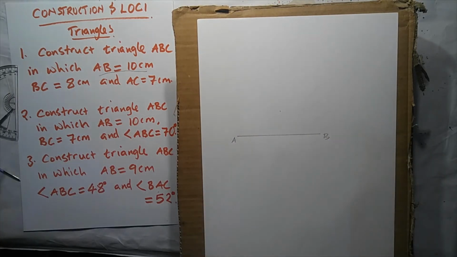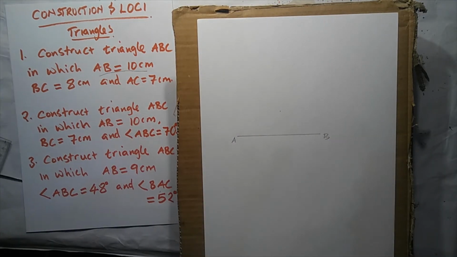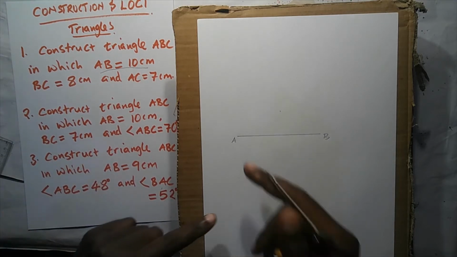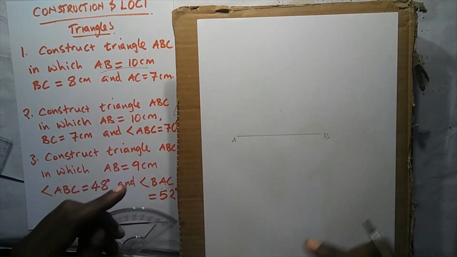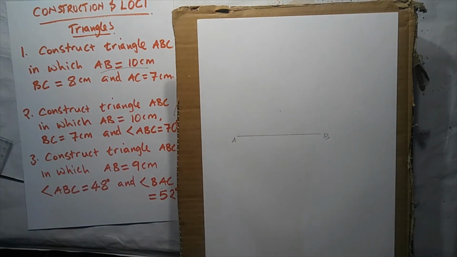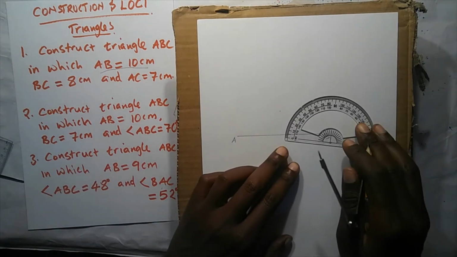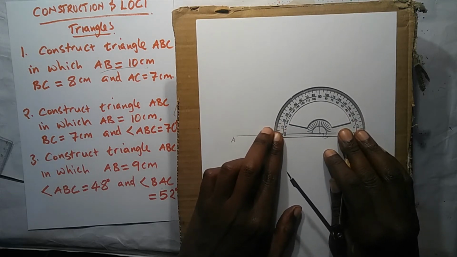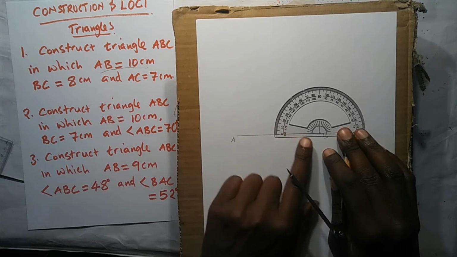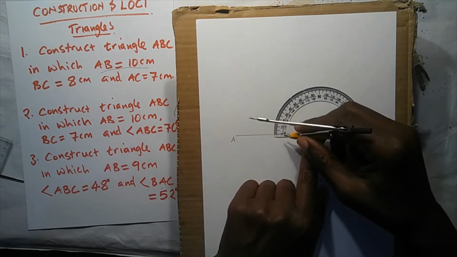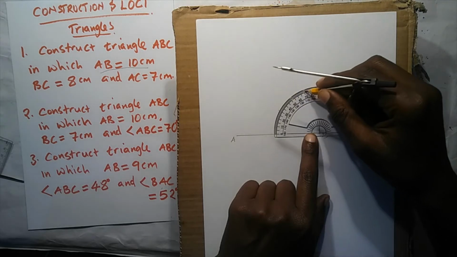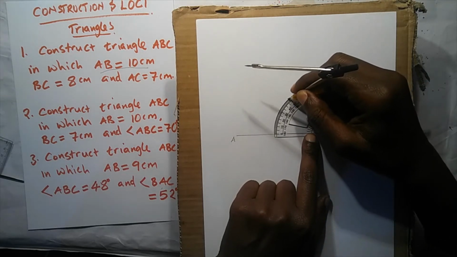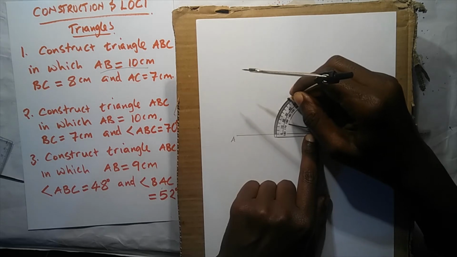Okay, and then we have two angles. We are measuring two angles. We have ABC, which is 48 degrees. We are finding C. So we'll get our protractor and put it at B to measure 48. We'll place it there at B, and then we are going to measure 48 from 0 here, going up like that. So we have 45 here, 49 there, 48 is here. So we'll put a mark there.